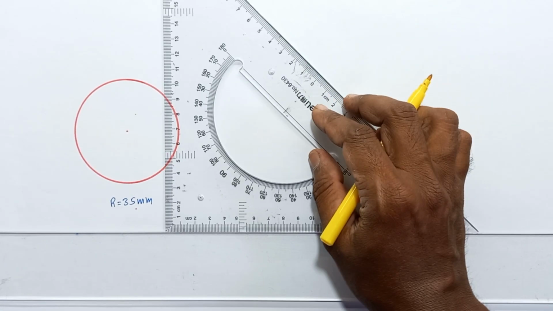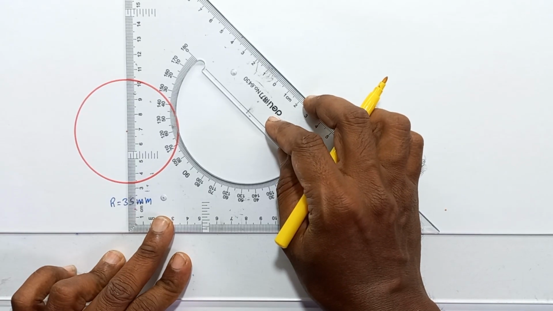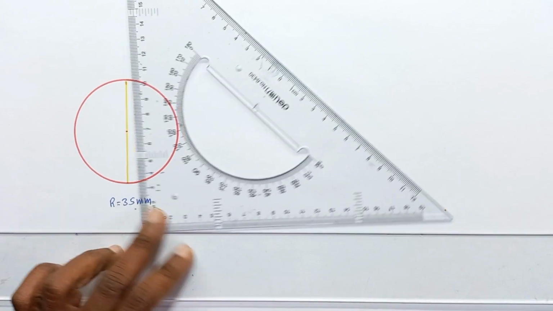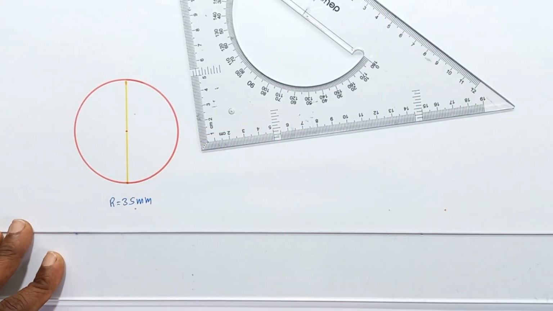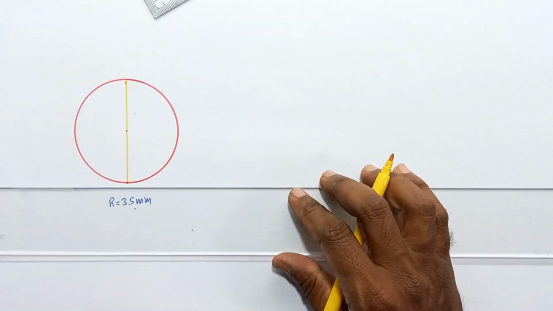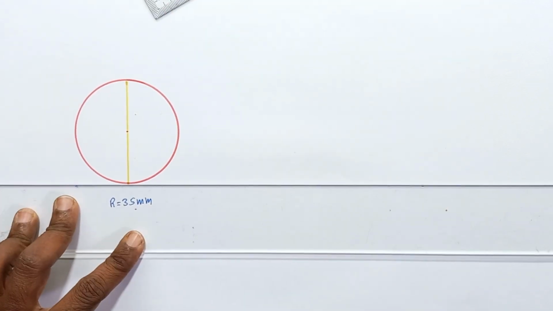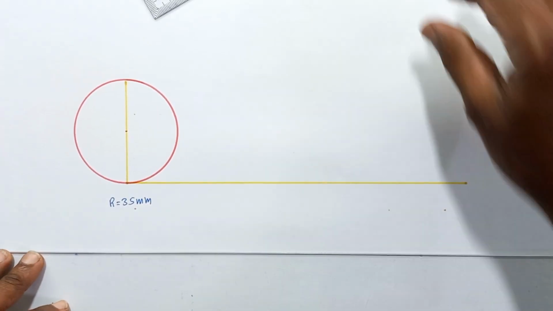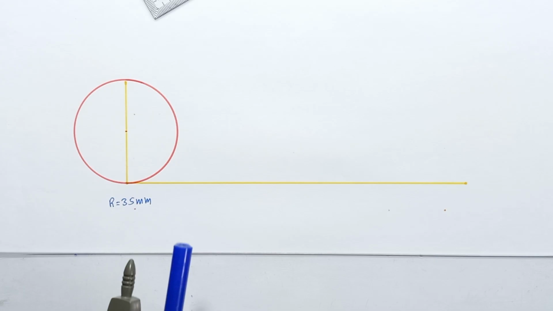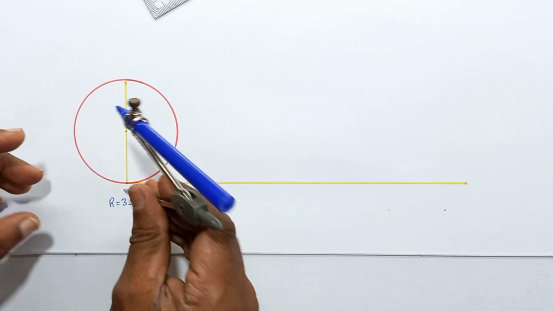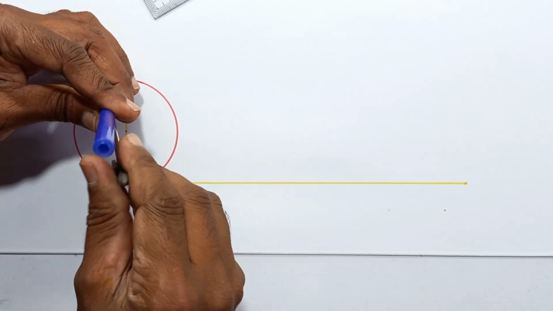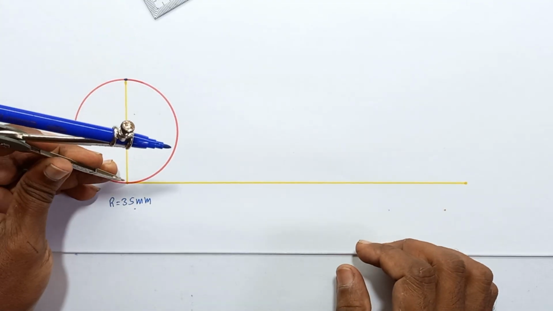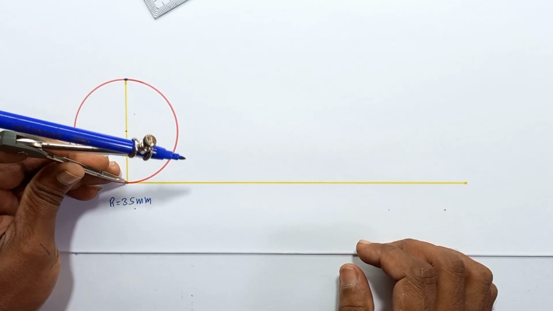Using the T-square and set square, draw a vertical line passing through the center point of the circle like this. Then take this intersection point and draw a horizontal line passing through this point like this. Then take the diameter length of the circle in the compass in this way. Then mark the diameter length along this line.